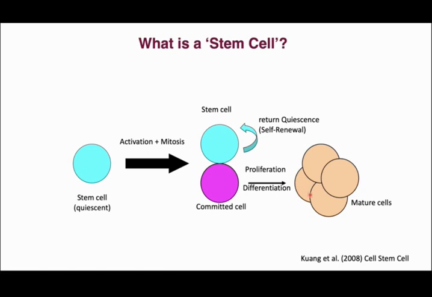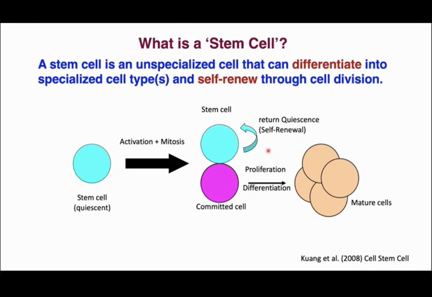This can also occur after a few rounds of proliferation. That way, there are more cells to differentiate. So we often call this transient amplification. Other stem cells will immediately withdraw from the cell cycle and return to a quiescent state. We call this self-renewal. Self-renewal is not proliferation. Many people are confused. Proliferation means the division of the cell. Self-renewal means that it is going back to a quiescent stem cell state. I hope this is clear to everyone.